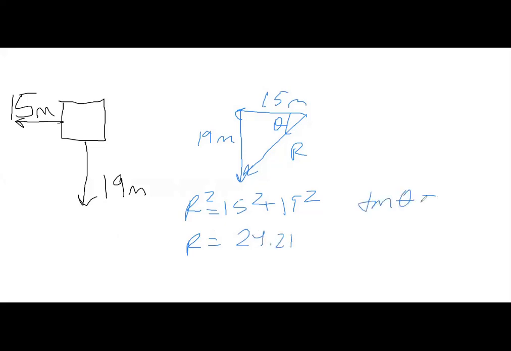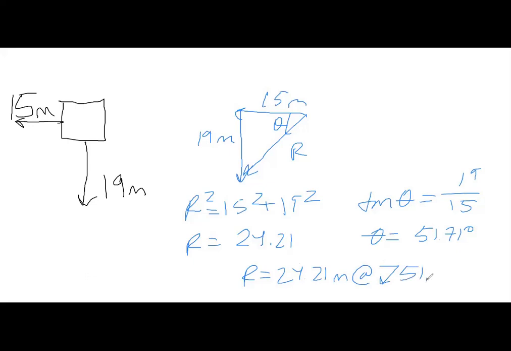And tan theta equals 19 over 15, which is 51.71 degrees. R equals 24.21 meters at an angle in the 3rd quadrant of 51.71 degrees. Anybody need anything clarified there?